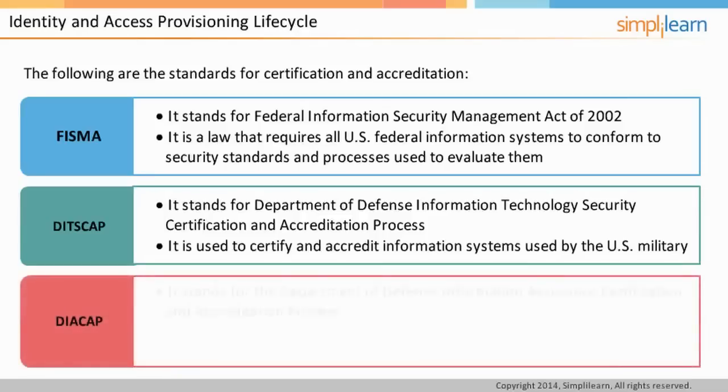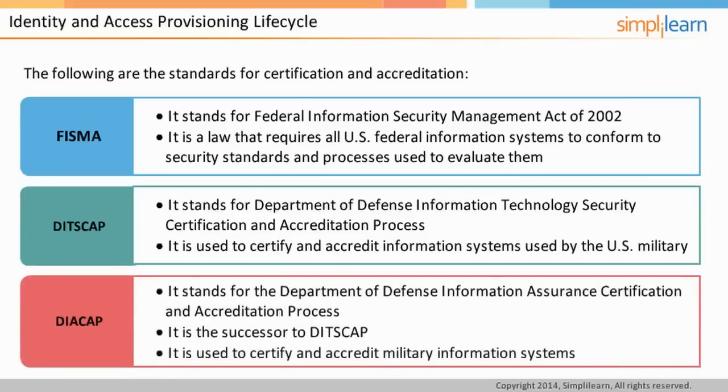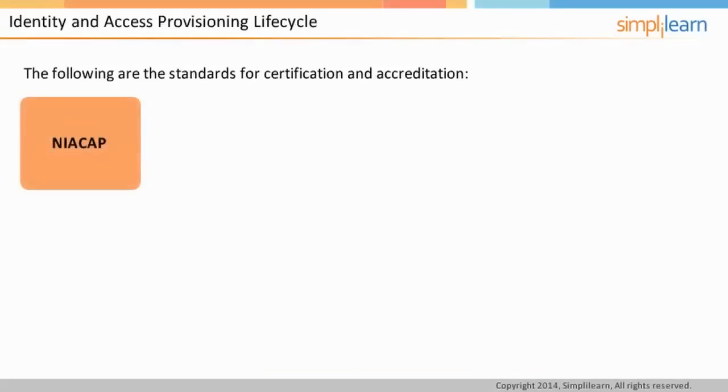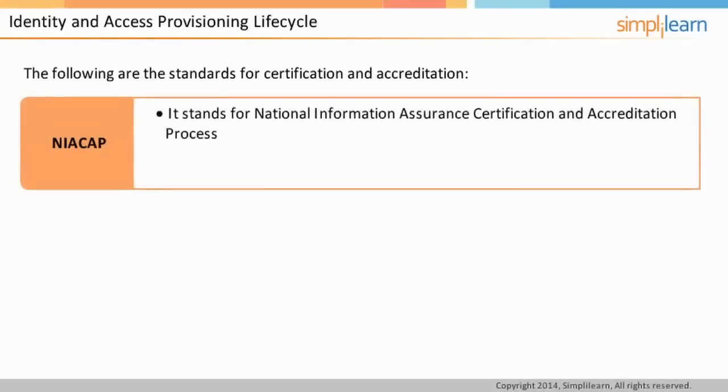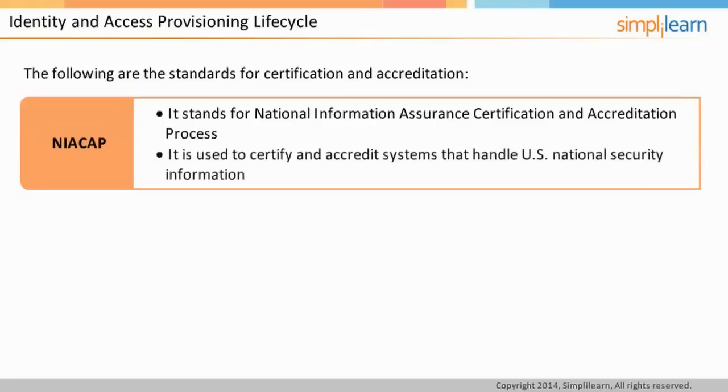DIACAP stands for the Department of Defense Information Assurance Certification and Accreditation Process. It is the successor to the Department of Defense Information Technology Security Certification and Accreditation Process and is used to certify and accredit military information systems. NIACAP stands for National Information Assurance Certification and Accreditation Process. It is the process used to certify and accredit systems that handle U.S. national security information.